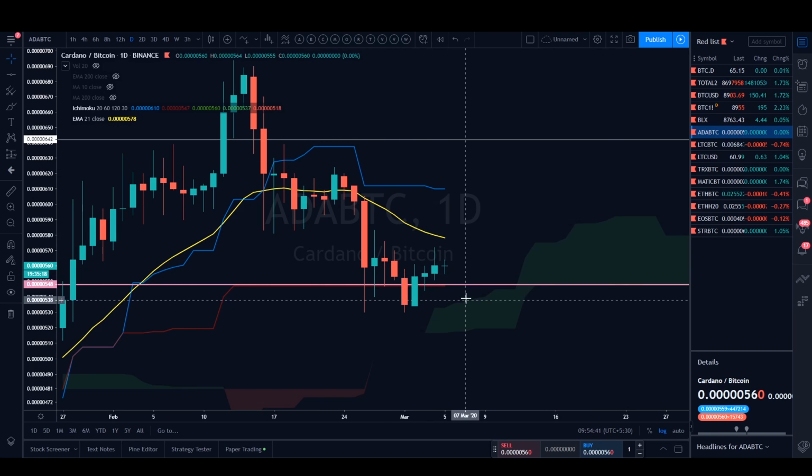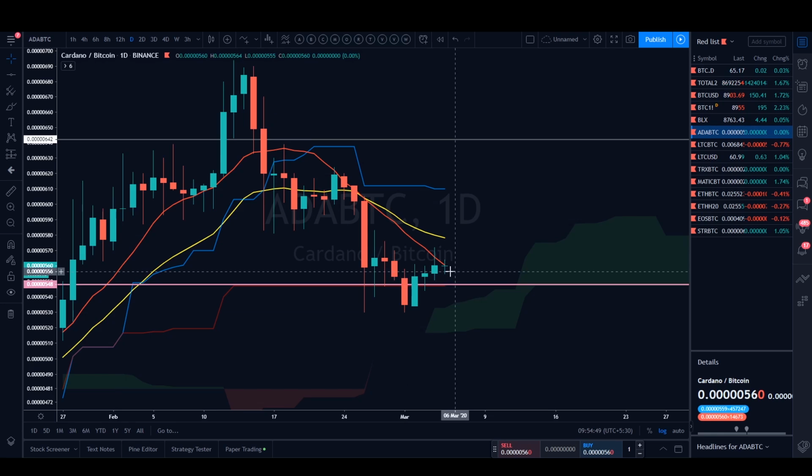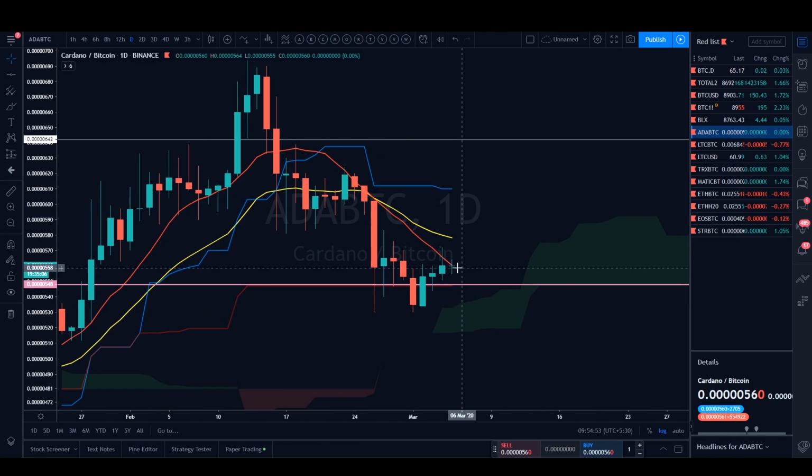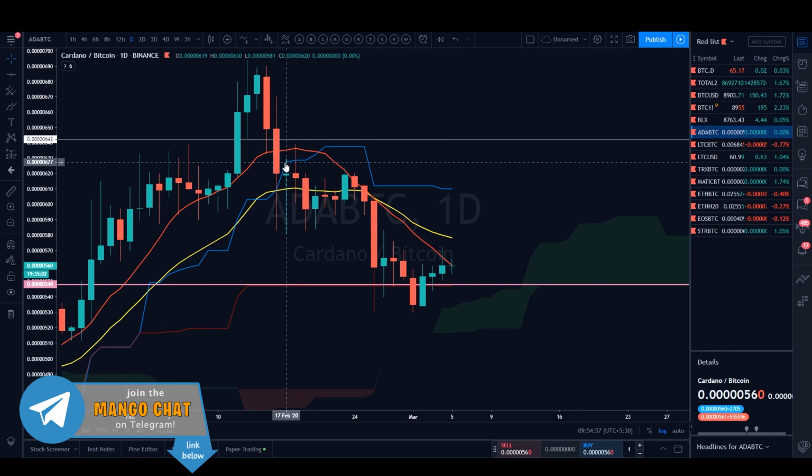Could we actually end up holding this level as support on the weekly? Could we actually take it back on the weekly? The other thing I want to do is see where price is relative to that 10 SMA. And what do you know, guys? We are still holding that as resistance, so we have not taken it back yet. In fact, ADA has been holding that 10 simple moving average as resistance since the 16th of Feb. It's been a very, very long time.